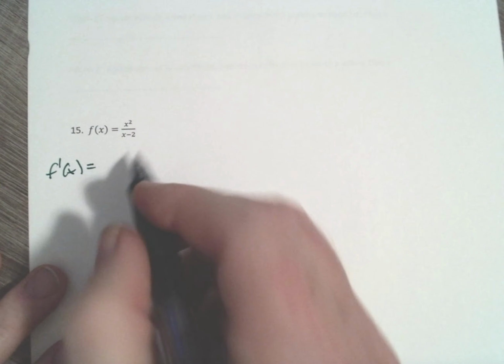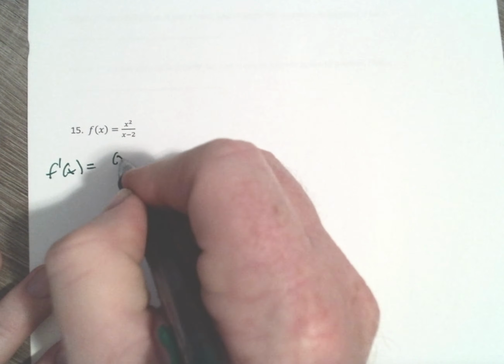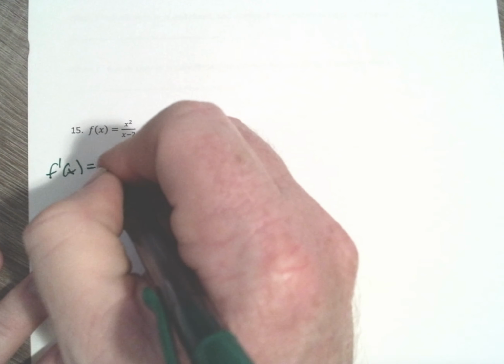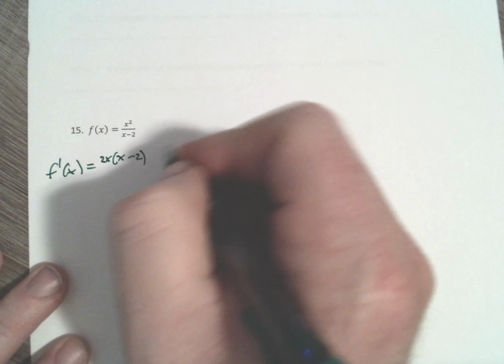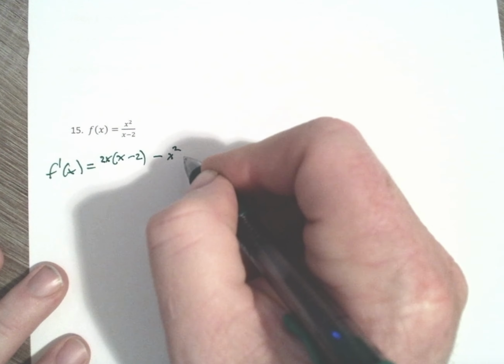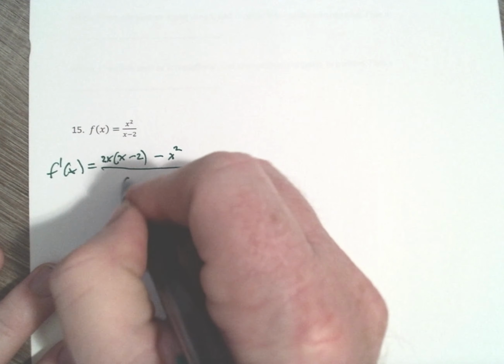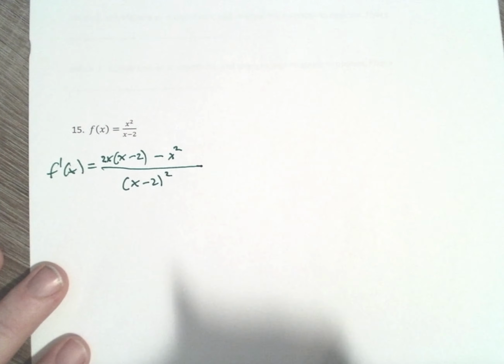All right, last one. First we'll find our derivative. We have a quotient rule, so it's bottom, x minus 2, times the derivative of the top, which is 2x, minus the top, which is x squared, times the derivative of the bottom, which is 1, all over the bottom squared.